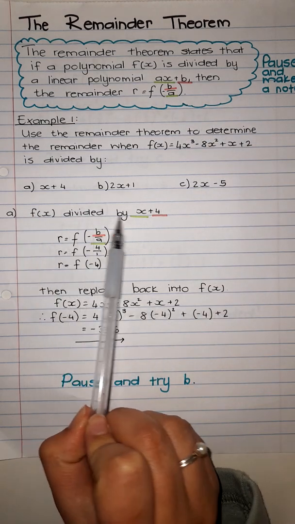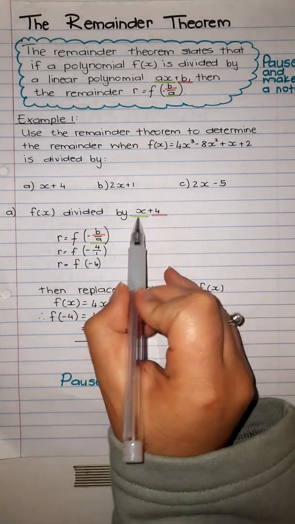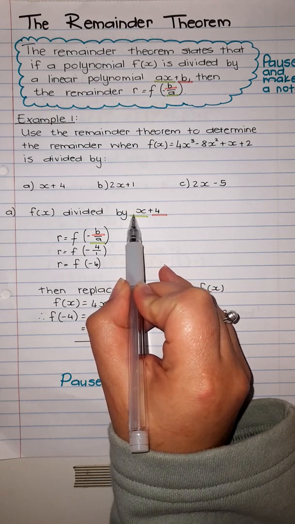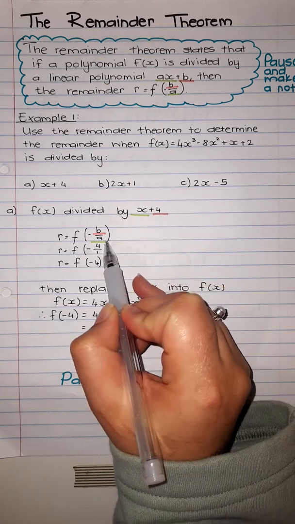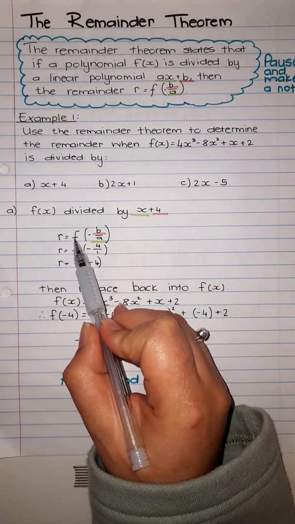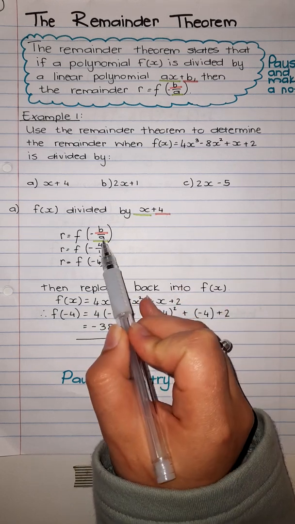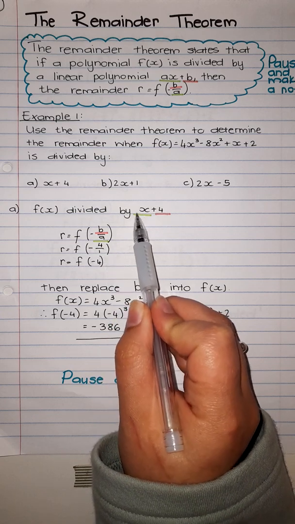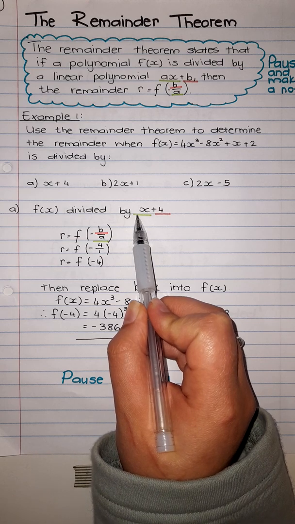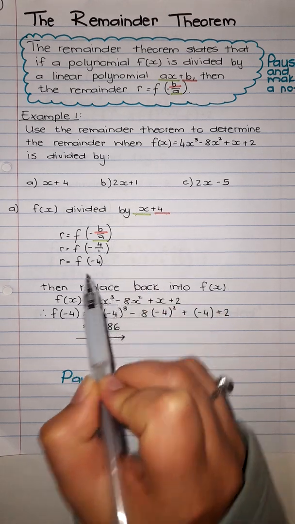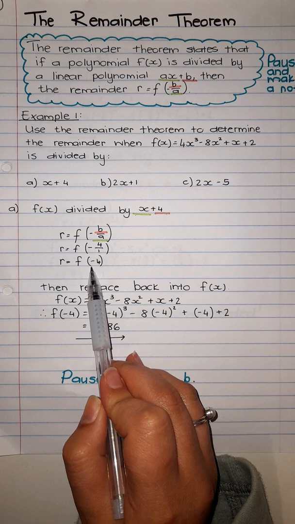Okay, so f(x) divided by x plus 4. So then I take this will be my a, whatever's in front of x would be my a, and my constant would be my b. Okay, then I put it back into my formula. Remainder equals f(-b/a). I substitute whatever b is, which is 4 in this instance, and a, which is whatever's in front of x, and there's nothing in front of x, which means there's a secret 1. Okay, if there's nothing, there's 1. Okay, which means my remainder for this one would be f(-4).